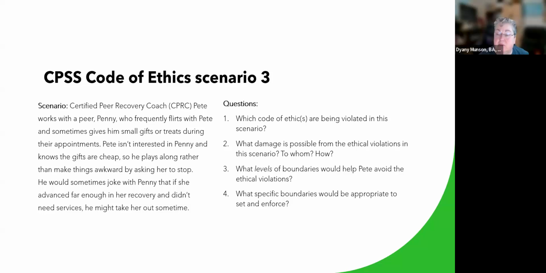If Pete is struggling with setting boundaries in place, he would need to evaluate his internal reasoning. If he cannot follow through, he would need to set Penny up with an alternative coach or peer provider. Yes, absolutely. And usually in most agencies, he doesn't do it himself. He goes to a supervisor and says, "Hey, this is a problem."